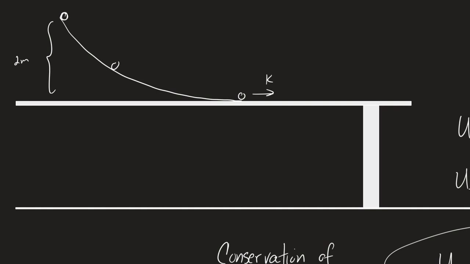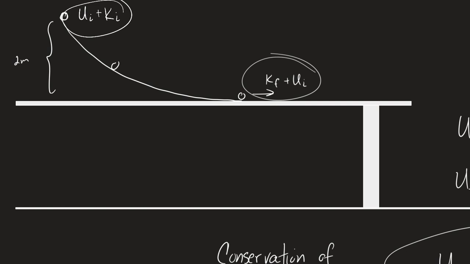What I just proved to you says that if we add up the initial amounts of energy and we add up the final amounts of energy, those two things have to be equal. So if I add up the energy here and I add up the energy here, those two things have to be equal.